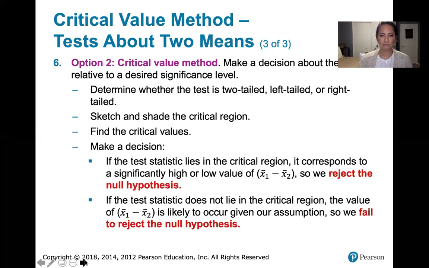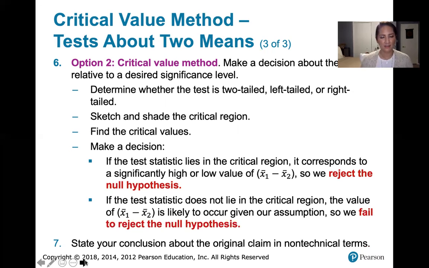to be rare. Now, if the test statistic does not lie in the critical region, then what we're saying is the value of x sub 1 bar minus x sub 2 bar from our sample is likely to occur given our assumption. So in that case, we don't accept the null hypothesis. We say that the null hypothesis might be true, so we fail to reject it.